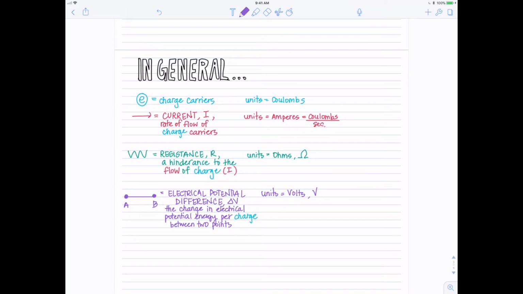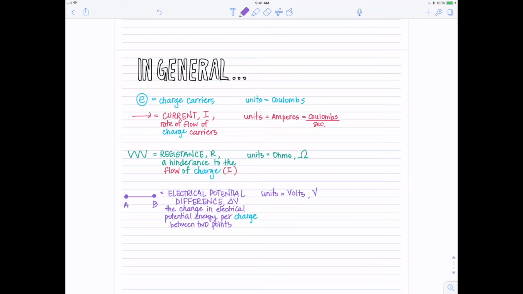Underneath of that, you see current, represented by the variable I. Current is the rate of flow of the charge carriers. So you cannot use the terms charge and current interchangeably. Current measures how quickly the charges flow through the circuit. They are not the charges themselves. The unit for current is an ampere, represented by the letter A, and an ampere is 1 coulomb per second. So if you have a current of 5 amperes, that means every second 5 coulombs would pass the point at which you're measuring.